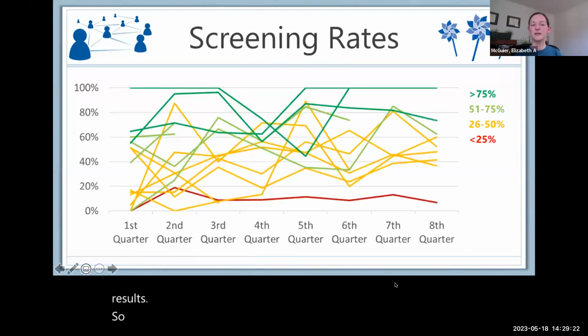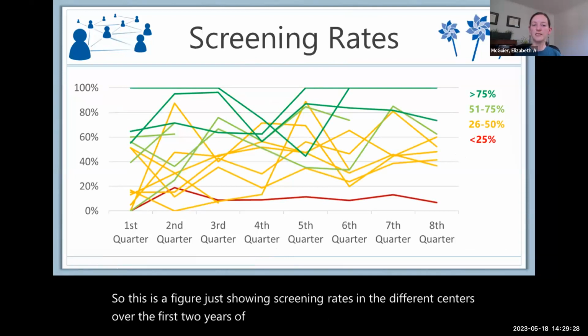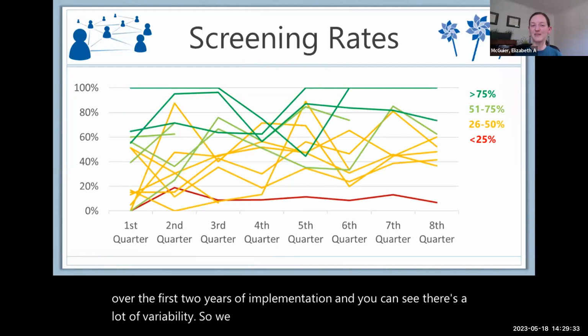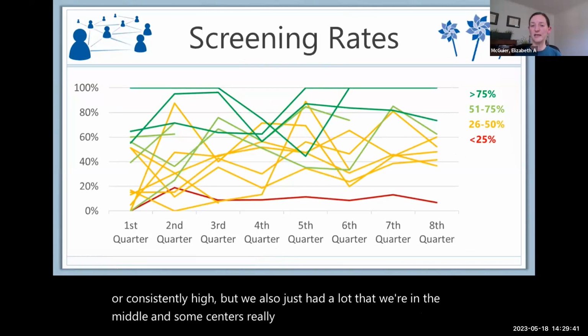So this is a figure just showing screening rates in the different centers over the first 2 years of implementation. And you can see there is a lot of variability. So we had some centers that were consistently low or consistently high, but we also just had a lot that were in the middle. And some centers really changed a lot over time.